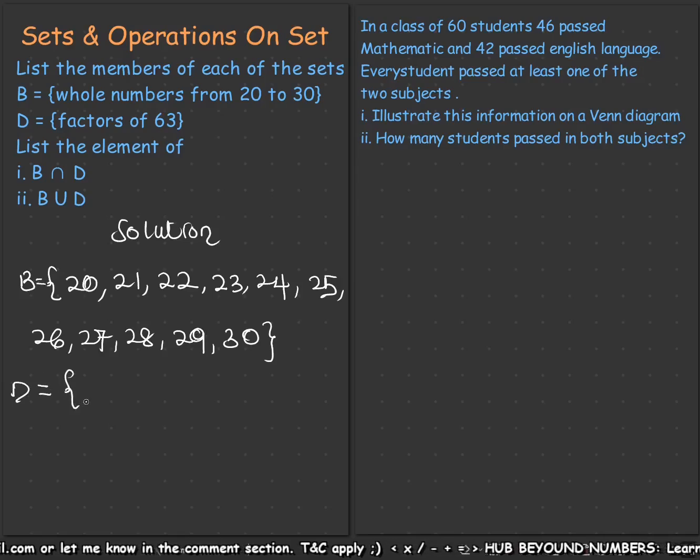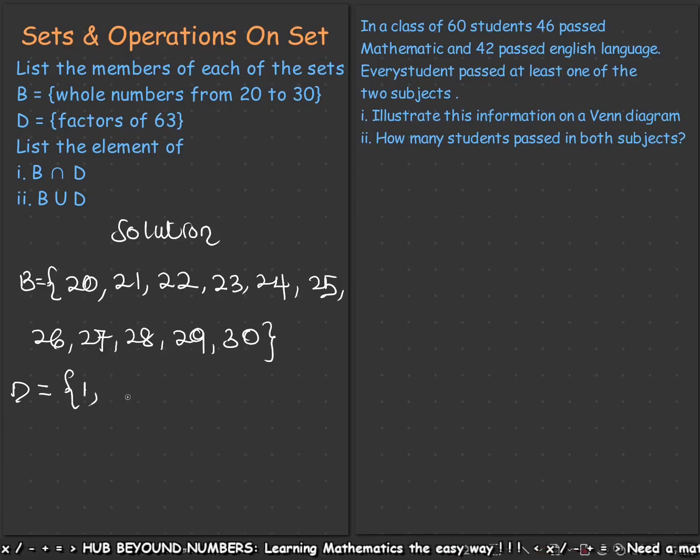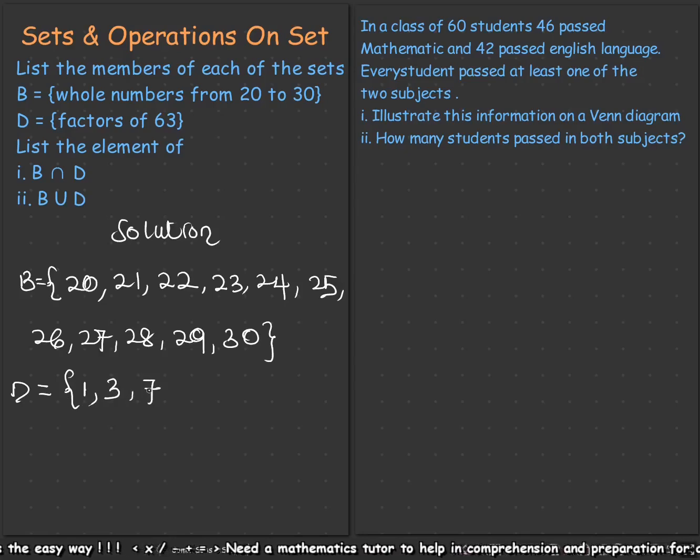63, if you want to be able to list this out, then it means you should know your multiplication table. You know 1 times 63 gives us what? 63. So 1 is a factor of 63. Then 3 is also a factor of 63. If you don't know your multiplication table, you can also use the divisibility rules. We say a number is divisible by 3 if the sum of the digits is divisible by 3. 7 is also a factor of 63.